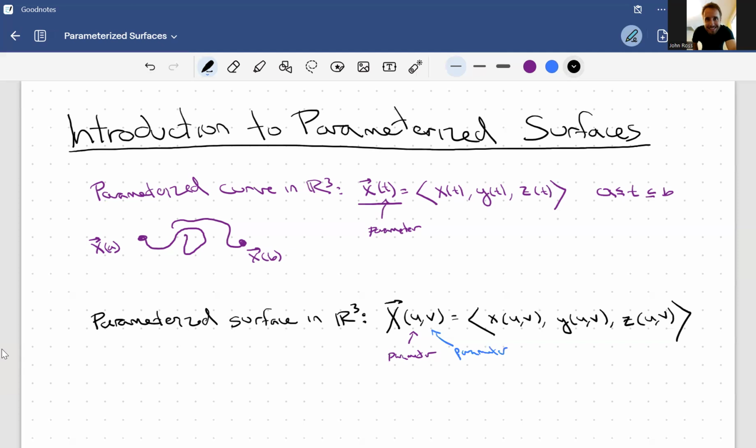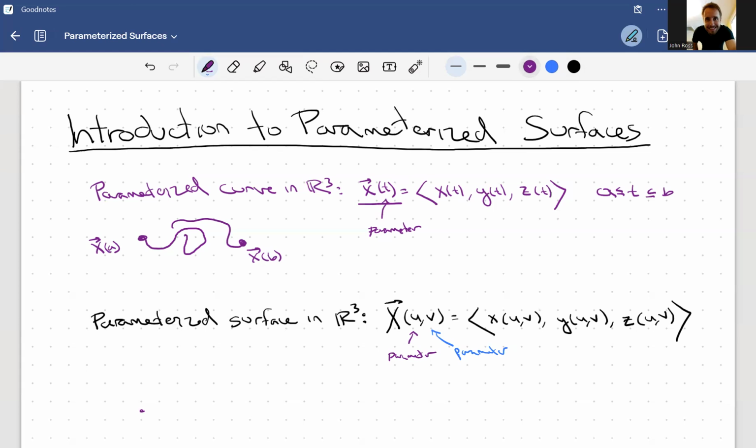Now, how does this give us a surface? Well, I want to imagine what happens if we were to, let's say, fix our v value. So we just keep a very fixed value of v, let's say v equals 0 or v equals 1 or something like that, but we'll just keep it as a fixed number, and we let u vary. So if v is fixed and u varies, then what we get is an expression x of u, y of u, z of u, for this one fixed v value. And this is exactly what we saw up above. This is just another parameterized curve.